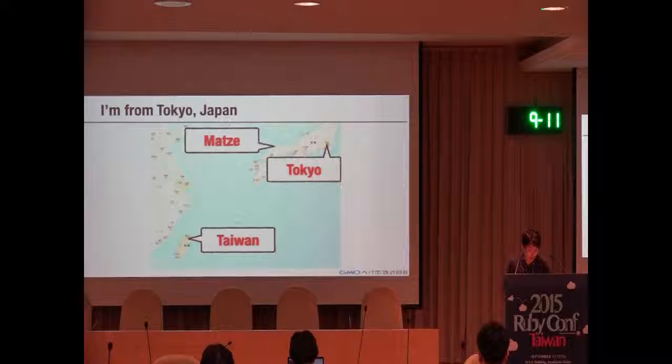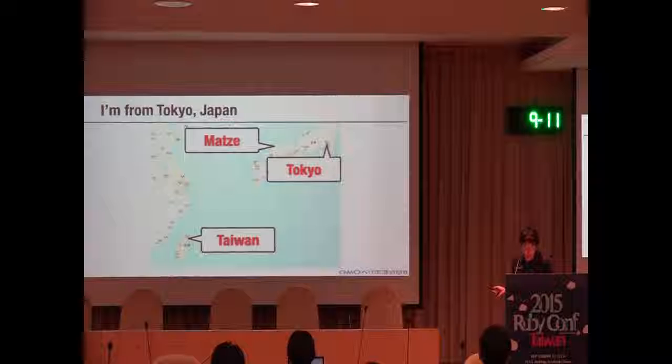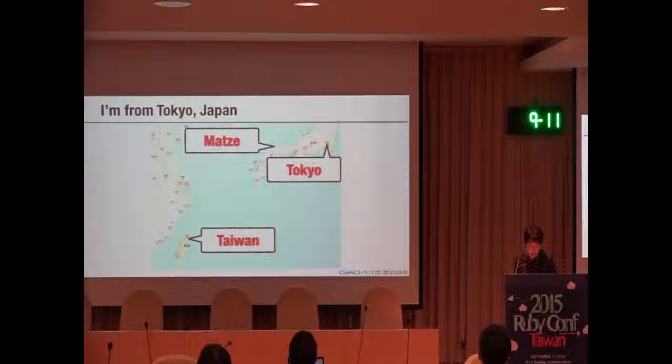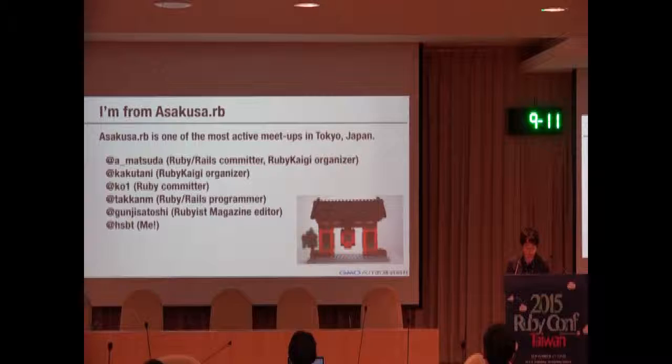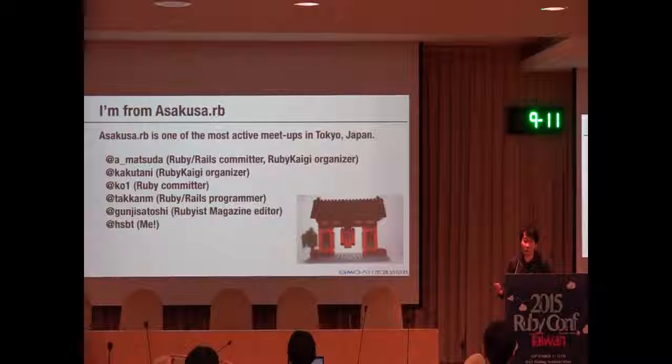I'm from Tokyo. Matz came from Matsue. It is the Ruby birthplace. I come to Taiwan every year, and I love Taiwan island and Taiwan fruit. I'm one of the organizers of Asakusa.rb. Asakusa.rb is the most active Ruby meetup in Tokyo, every Tuesday. If you visit Tokyo, Japan, please mention these members on Twitter. We will pick you up to our meetup.